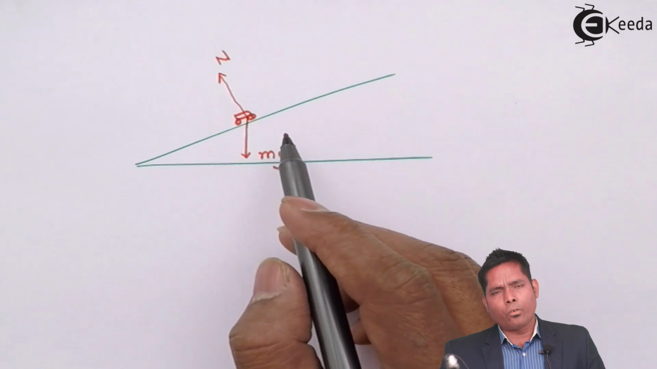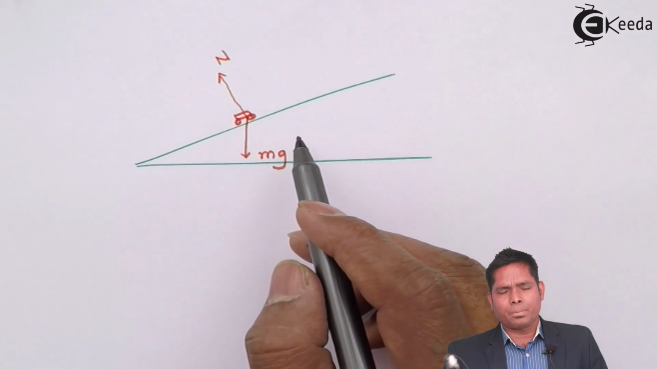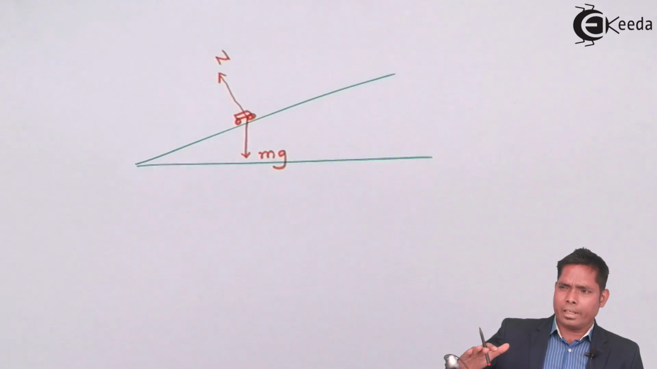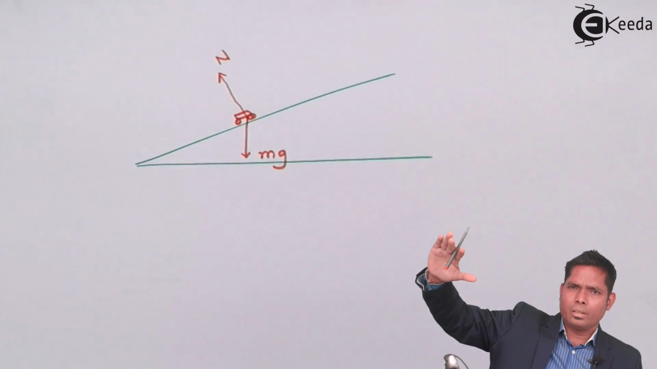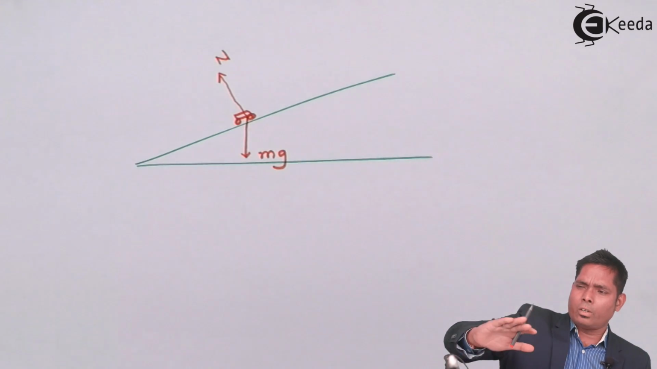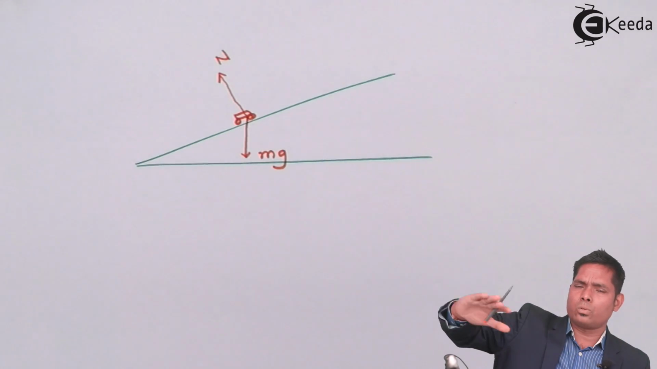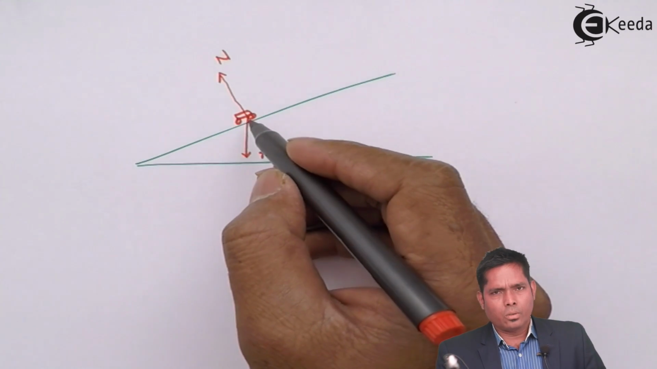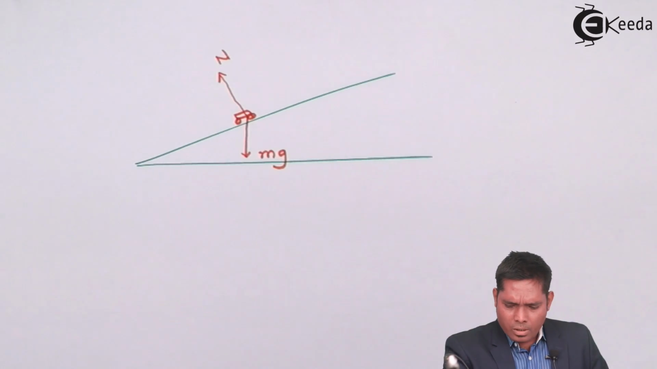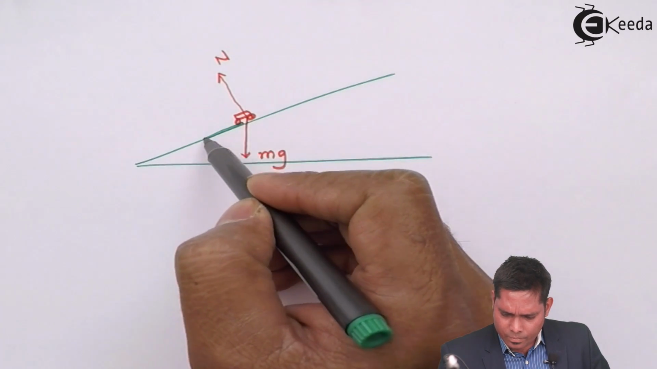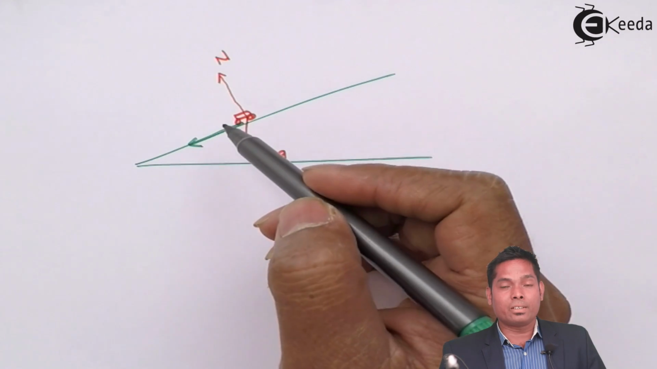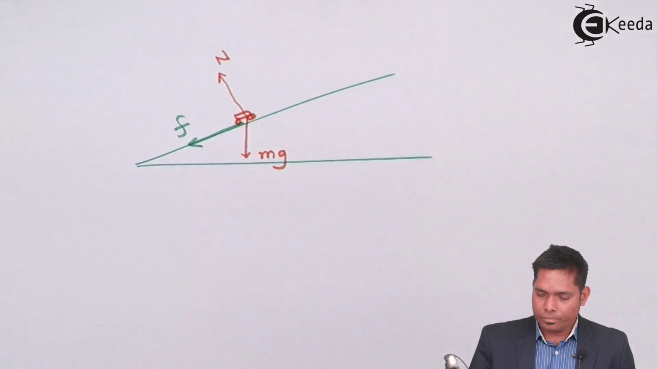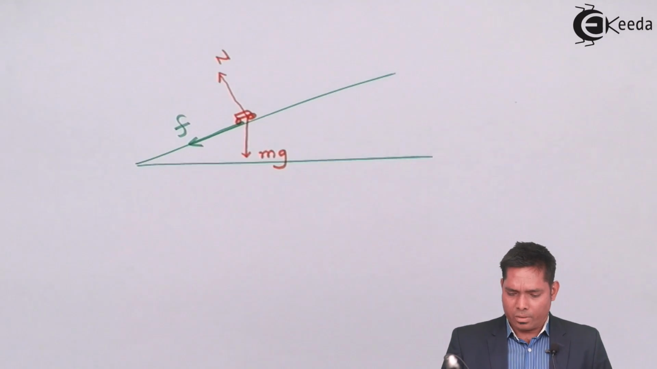Now, if the speed is very high, the car tends to skid away. So while negotiating at higher speed, it tends to skid away. So friction will be in the downward direction. Because we are interested in the safe speed, this is the force of friction, and it will be in the downward direction.